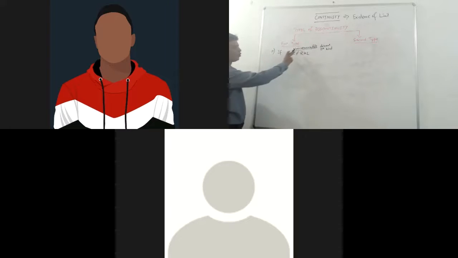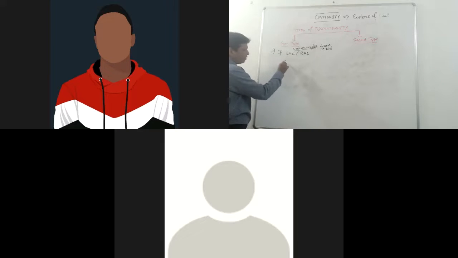Non-removable discontinuity of first kind would be left hand limit not equal to right hand limit. Simply, you cannot remove this discontinuity because left hand limit is not equal to right hand limit. How will you remove that? You can only change the functional value.